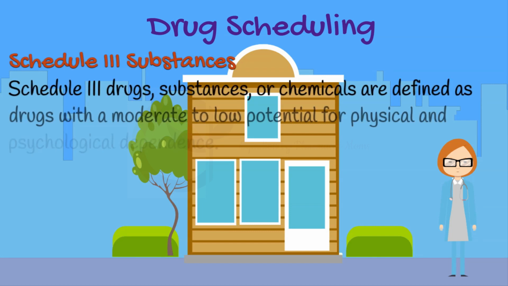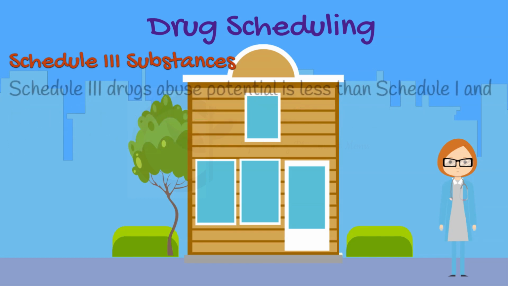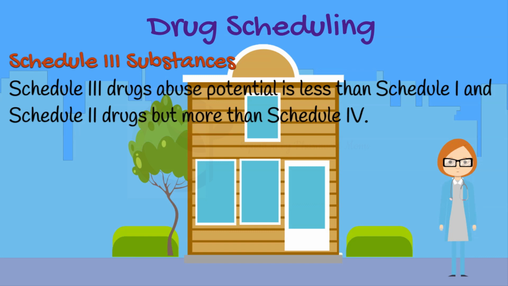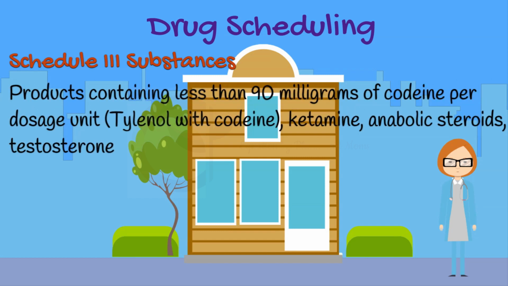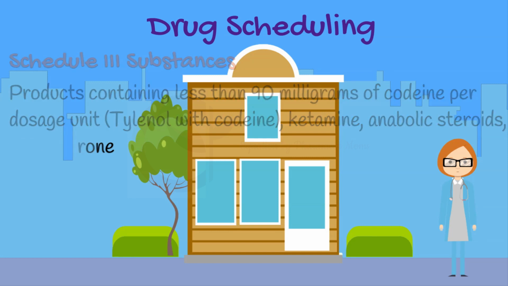Schedule III drugs, substances, or chemicals, are defined as drugs with a moderate to low potential for physical and psychological dependence. Schedule III drugs' abuse potential is less than Schedule I and Schedule II drugs, but more than Schedule IV. Some examples of Schedule III drugs are products containing less than 90 mg of codeine per dosage unit, such as Tylenol with codeine, ketamine, anabolic steroids, testosterone.